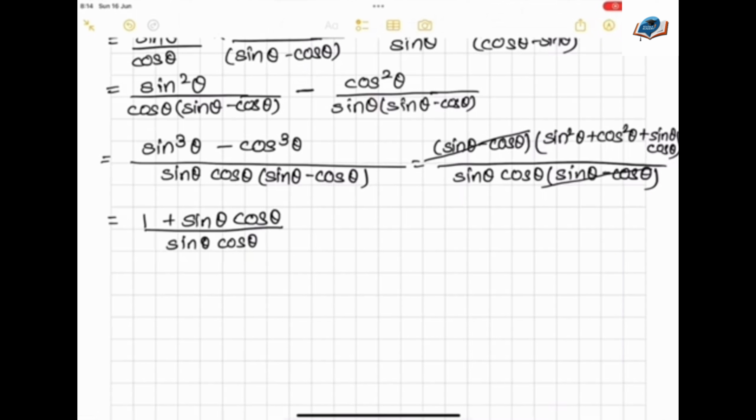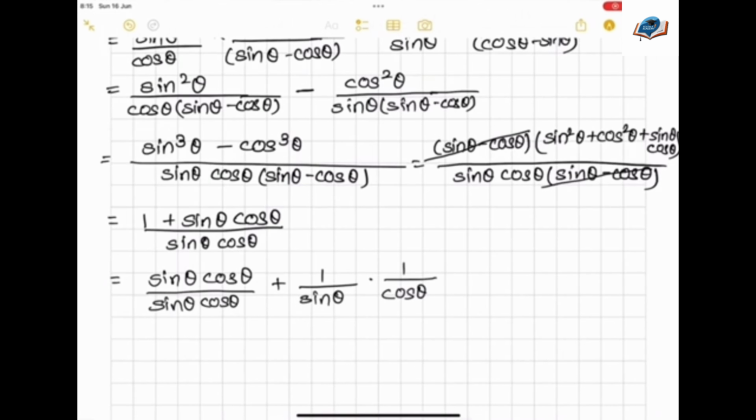Now if I make the denominator separate, it will be sin theta cos theta upon sin theta cos theta plus 1 upon sin theta cos theta, into 1 upon cos theta also I can write. So this got cancelled. So I got 1 plus cosec theta into sec theta.